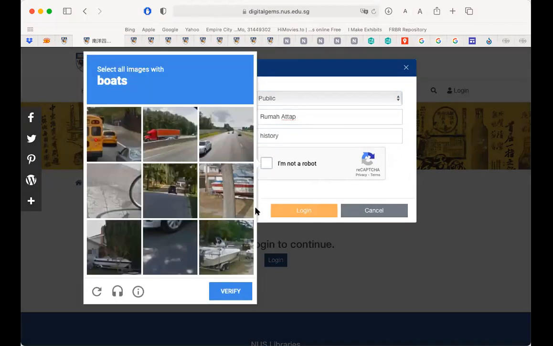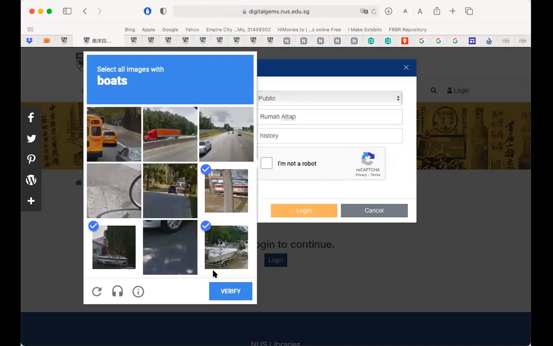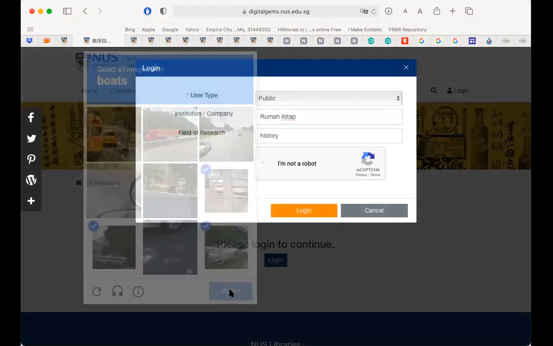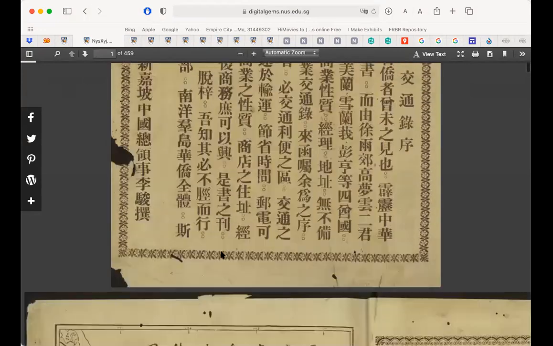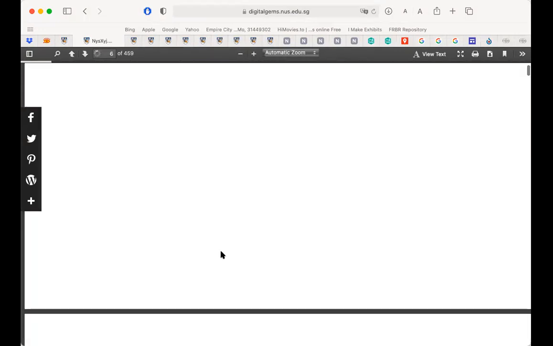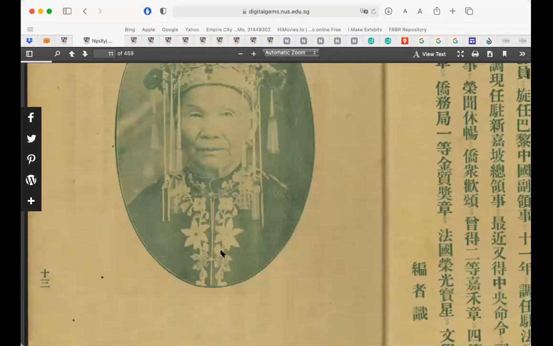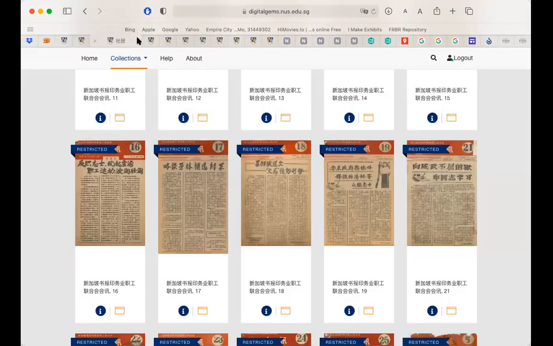Okay, and then it opens up to the pages, to this lovely stuff over here. So have a look around at that.